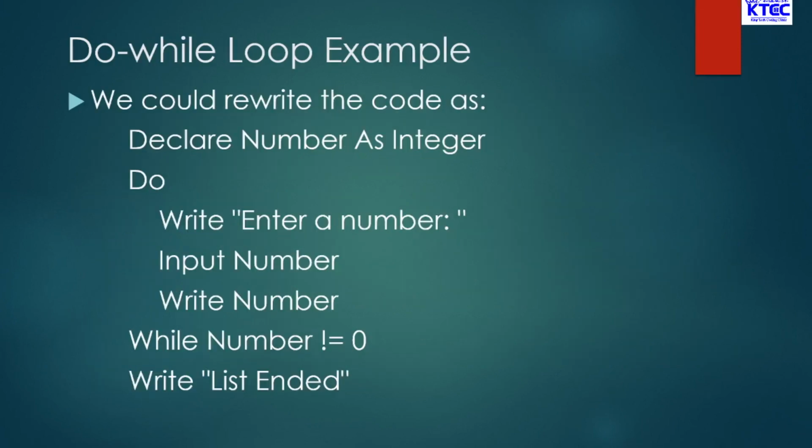Now let's see a typical example of a do-while loop. So we could write the code like this: declare number as integer. The number we want the user to enter should be an integer, so we are declaring it as integer. Then write, enter a number. Since it's a post-test type of loop, after entering the number, anytime you see this right here, we've already talked about it, but let me explain it once again.